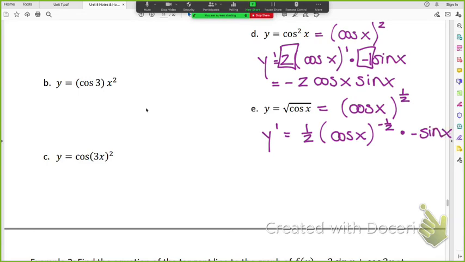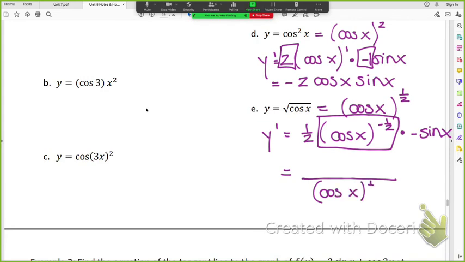All right, real quick on this one, simplifying. There is this all raised to the negative 1/2 power. Where does that mean it's going to go in my answer? The bottom. Therefore, what else is going to go on the bottom? The 2 from the 1/2. What else is going to go on the top? The negative sine x. The negative multiplies by the 1. And then I get sine x. Not too bad.